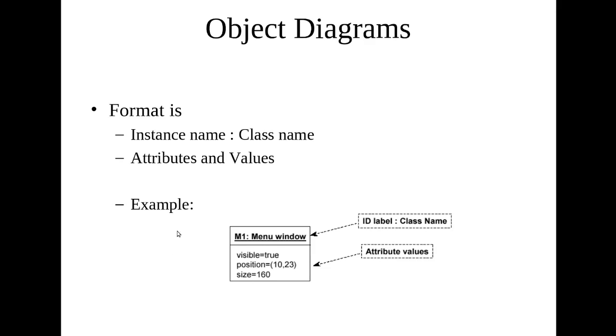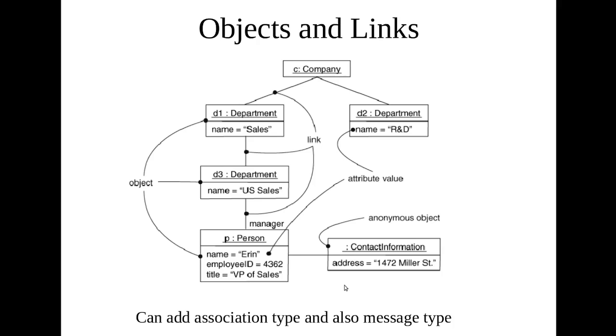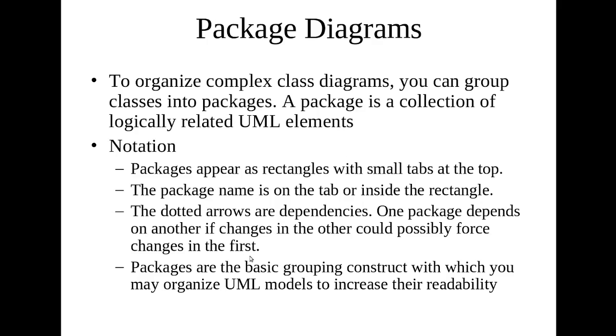So these objects are represented like this with object ID, class name, and attributes with values. We have the objects which can be having relations with other objects, which can be shown in a diagram with these links. So after that, we are coming to package diagrams. What happens in package diagrams?